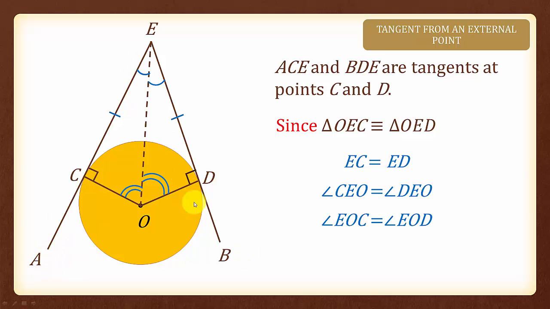If we have two tangents here joining to a point, then we can use this angle property, tangent from exterior points, to show that EC equals ED, angle CEO equals angle DEO, and angle EOC is equal to angle EOD. Let's look at some examples here.